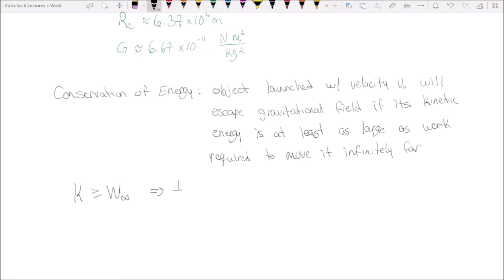This means kinetic energy, which is 1/2 m v0 squared, is greater than or equal to G m_e m over r_e. So divide by a half m, and we get v naught squared has to be greater than or equal to 2 G m_e over r_e. This implies that v naught would have to be greater than or equal to the square root of 2 G m_e over r_e.